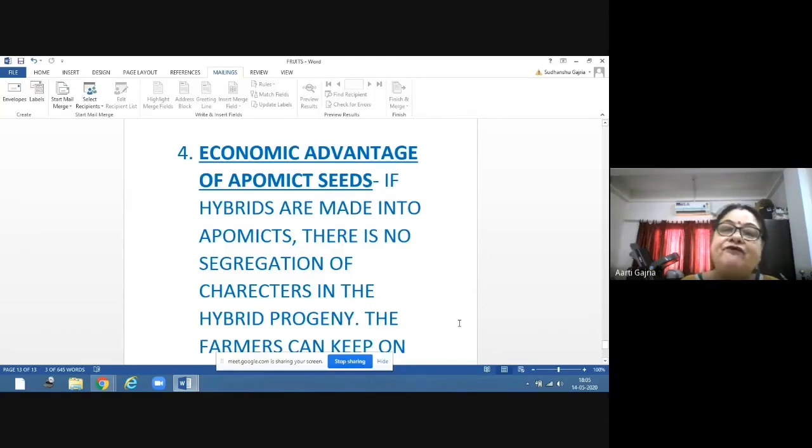Otherwise, if you have prepared a hybrid plant and developed seeds from it, when these seeds are commercially transported to places for use, there is no surety that season after season they will give all the desired qualities. Clear? So this is the main advantage of developing apomictic seeds.